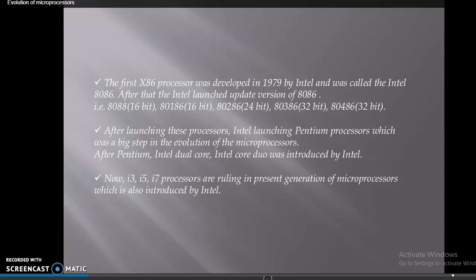And now in this generation, meaning 2018, 2019, 2020 onwards, Intel introduced the i3, i5 and i7 processors, which are ruling the present generation of microprocessors, also introduced by Intel.